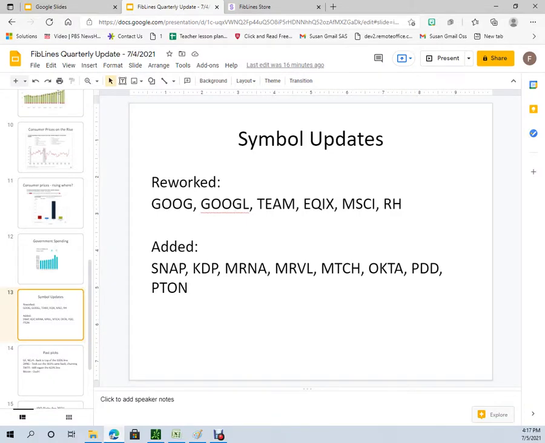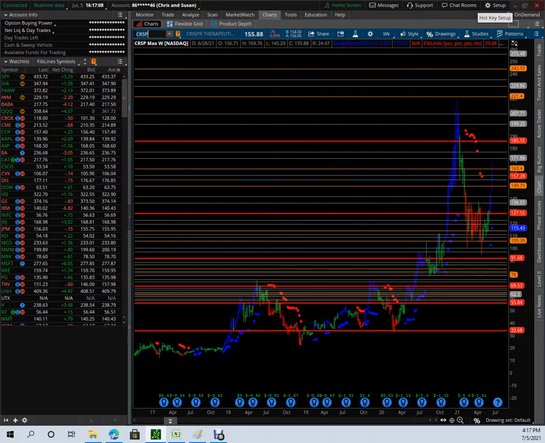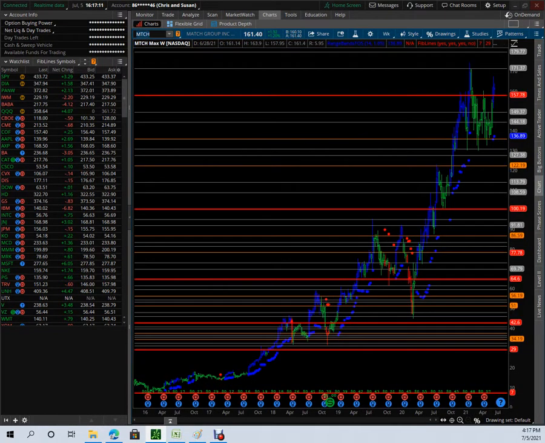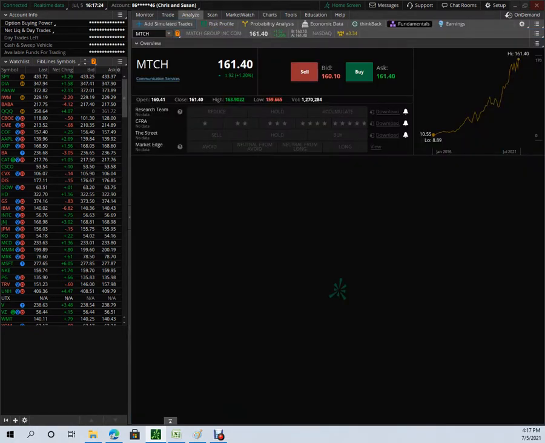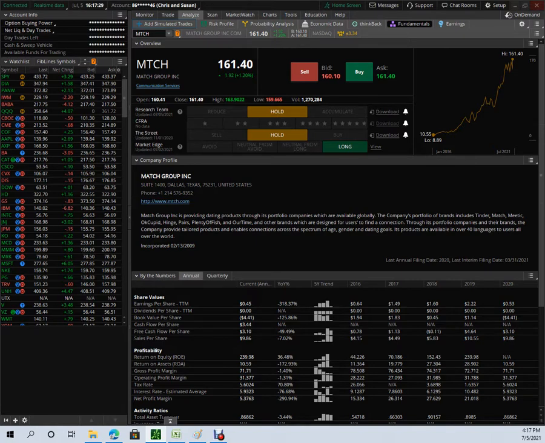Moderna, MRVL, Match.com. One interesting thing about being a FibLines subscriber is you keep up with what's in the NASDAQ 100, which is a capitalization-based index. They just need to add a stock once it gets to a certain capitalization, non-financials in the NASDAQ 100. There's Match.com, a very interesting company. They have all kinds of social media and dating-related sites: Tinder, Match, Cupid, Hinge, Pairs, Plenty of Fish, Our Time, which is the dating site for older people, all part of Match.com. Interesting company and making tons of money too by the looks of things.